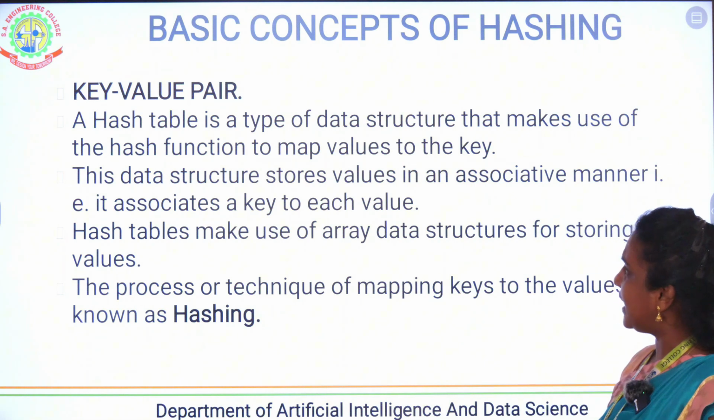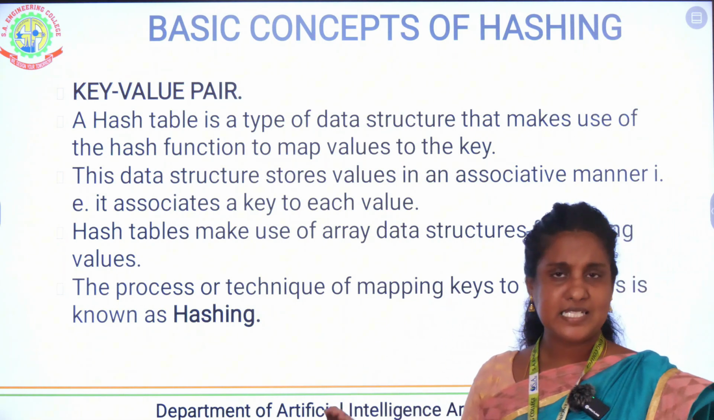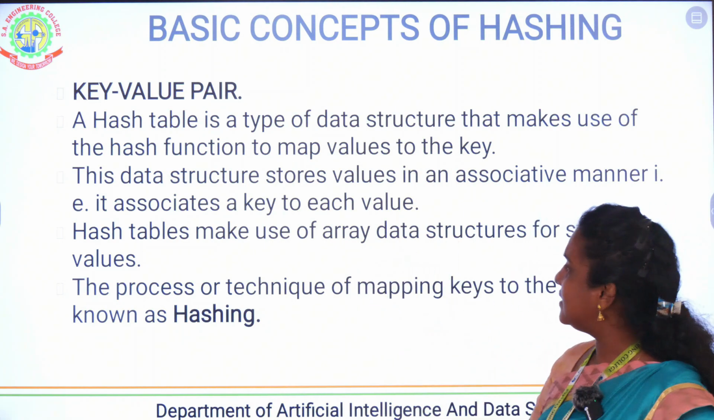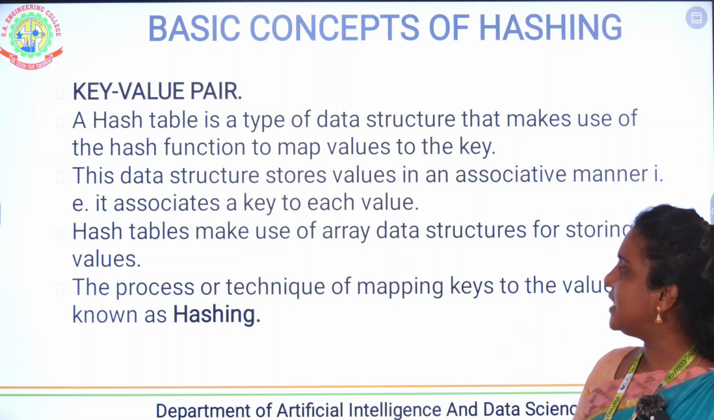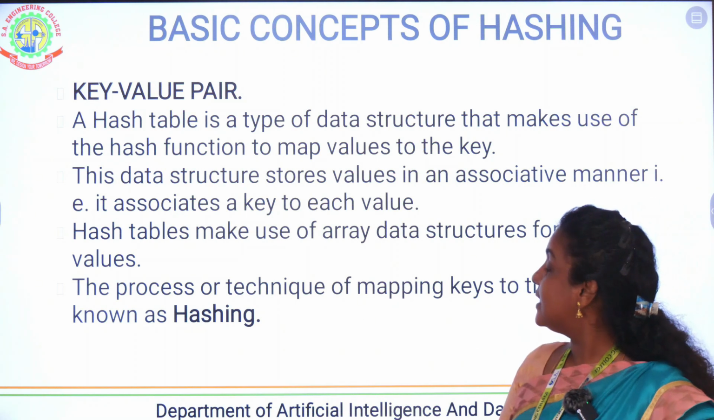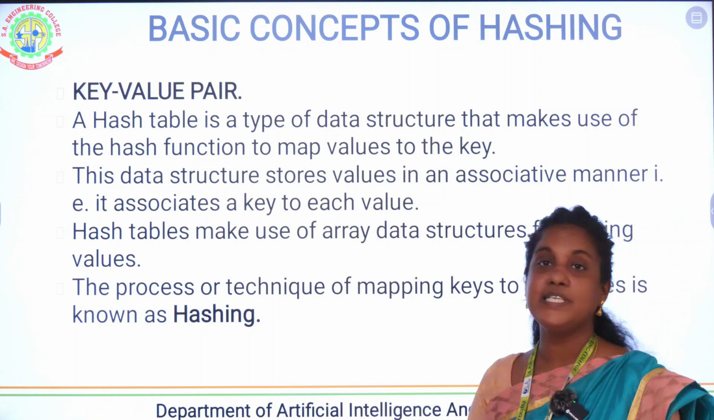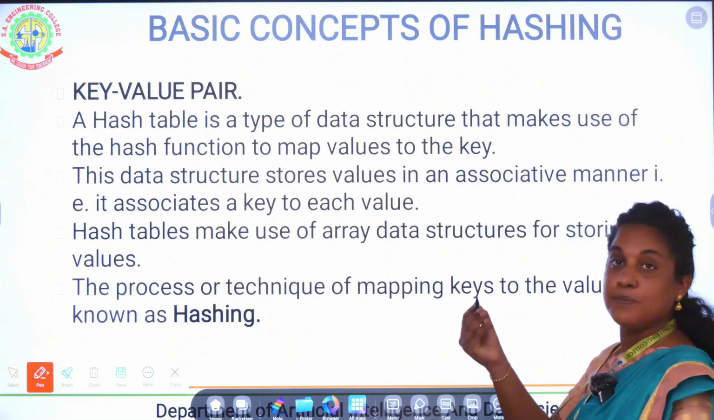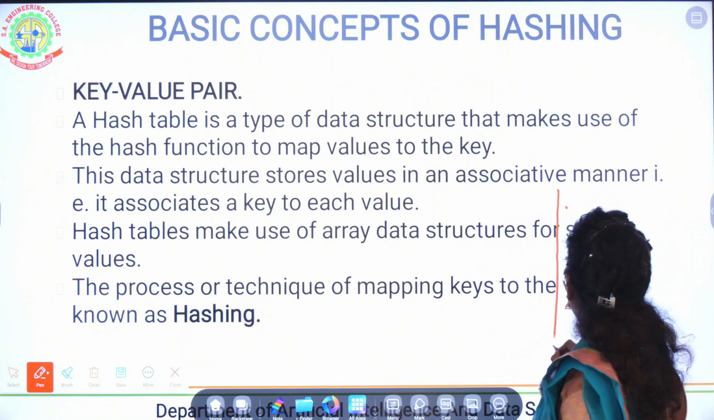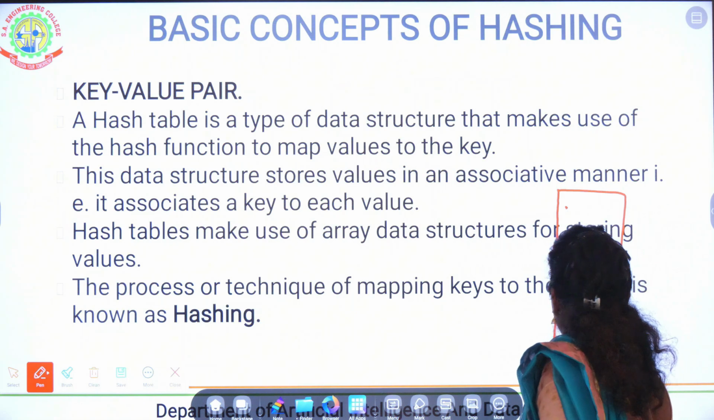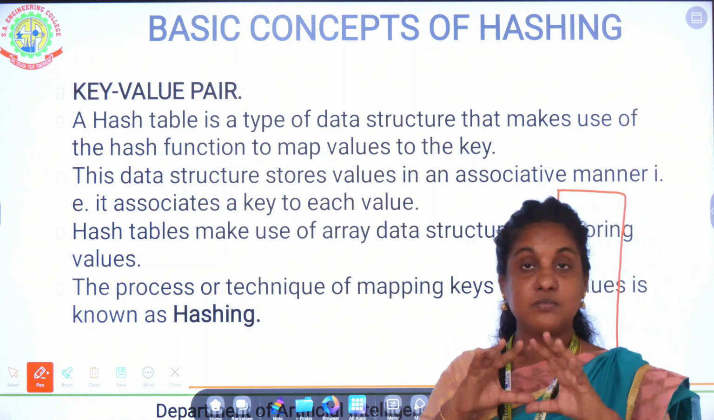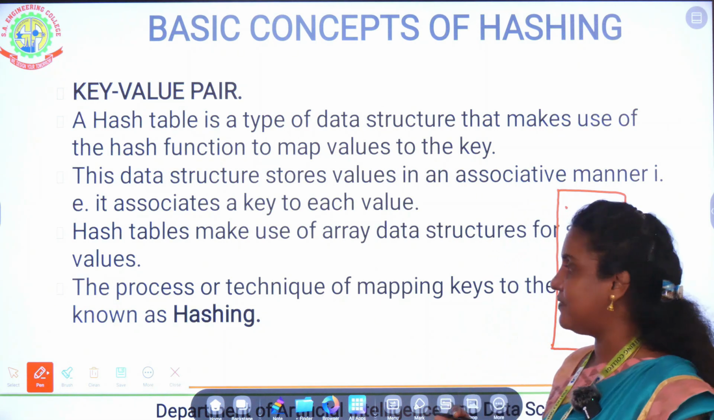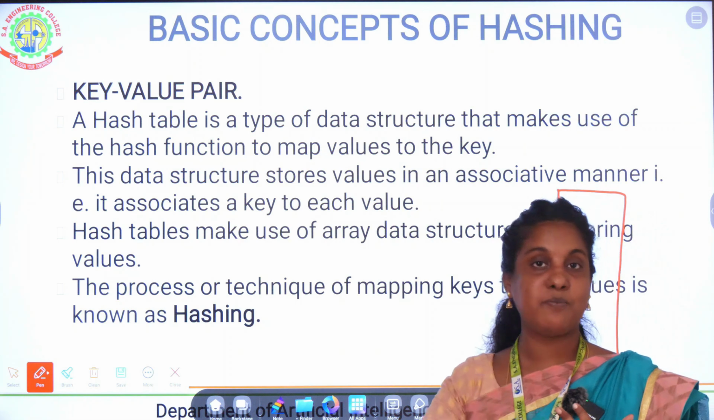So the hash table is nothing but a data structure that stores the actual data. The third point is, it stores the values in an associative manner, that is, it associates a key to each value. For example, here the table looks like an array. Anyway, we will see how exactly the hashing technique works in the data structure, with the help of a diagram and an example.